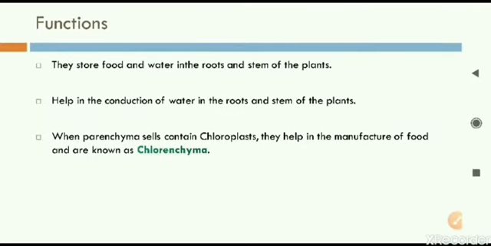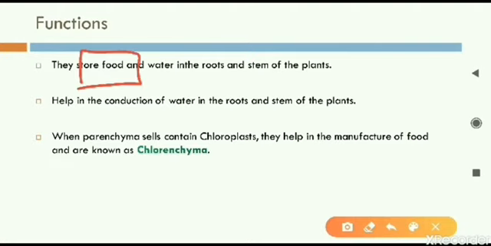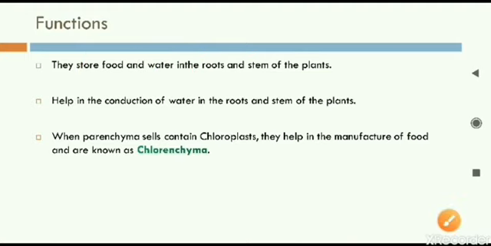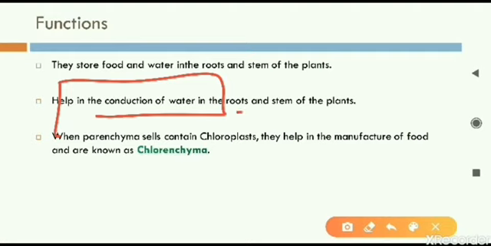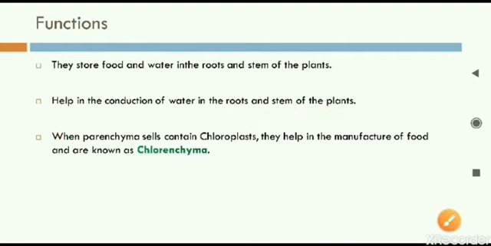Let us have a look at the function, what they are actually doing. The vacuoles we saw, what are they doing? They are storing food. So that becomes the function of parenchyma also. The parenchyma cells store food as well as water in the roots and stem of the plants. The extra food and water can be stored inside the parenchyma, in the vacuoles. Next, it helps in the conduction of water in the roots and stem of the plant, because water is stored there, so it will be conducted as well through the parenchyma cells.